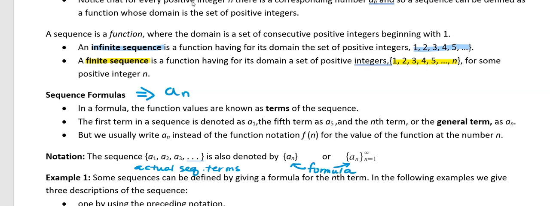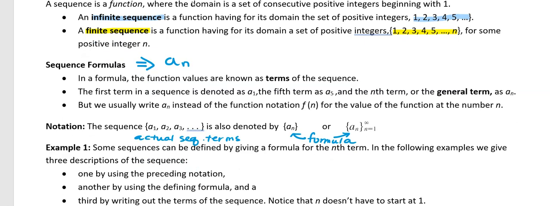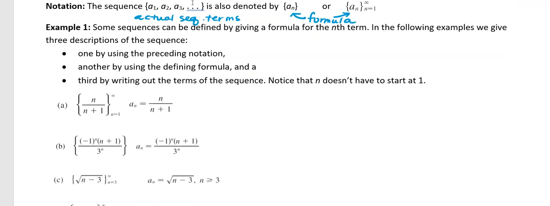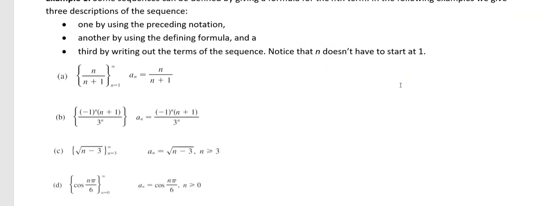So let's look at an example. Example 1 states, some sequences can be defined by giving a formula for the nth term. In the following examples, we give 3 descriptions of the sequence. One, by using the preceding notation, another by using the defining formula, and a third by writing out the terms of the sequence. Notice that n doesn't always have to start at 1, but typically in this class, for the most part, we'll be starting with 1.